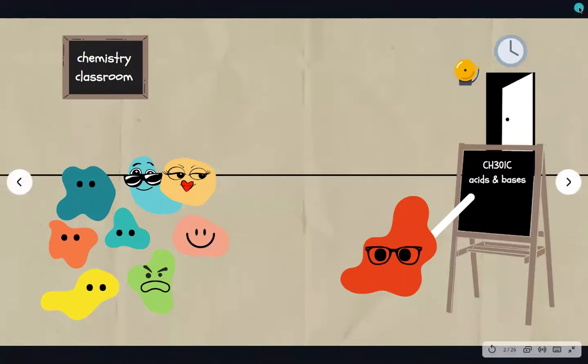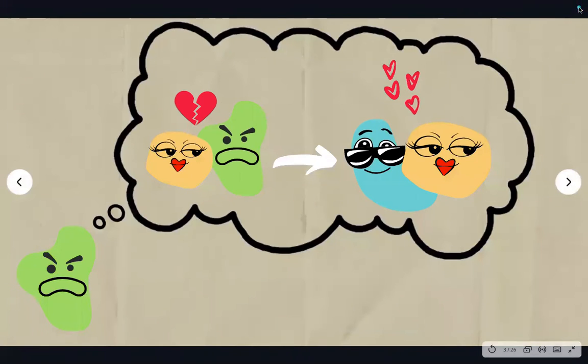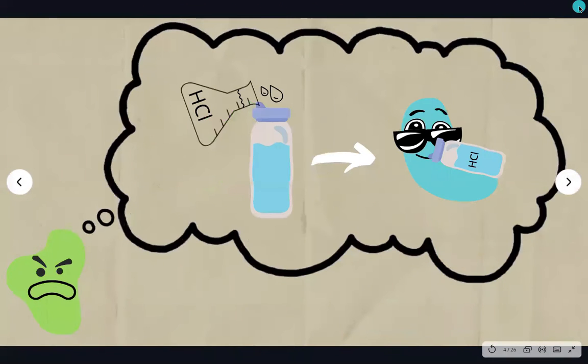Summer, Lucas, and Brad are in chemistry class. Lucas is not paying attention to his acids and bases lecture, though. He is distracted because he thinks Brad stole his girlfriend. He plans to poison Brad by pouring hydrochloric acid, or HCl, into his water bottle.